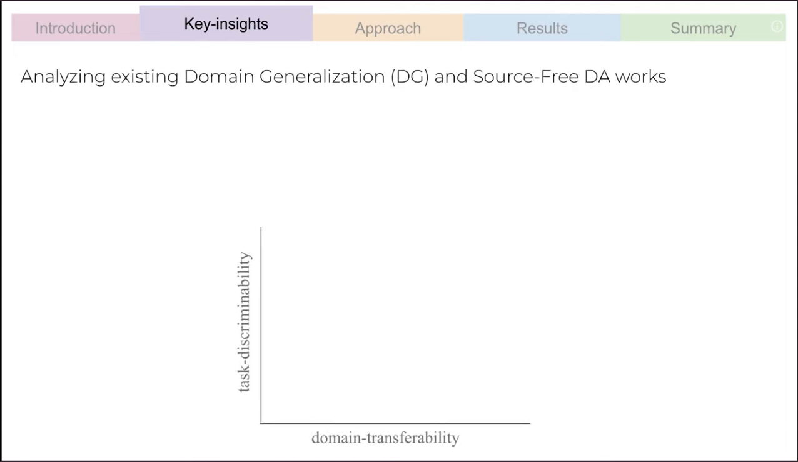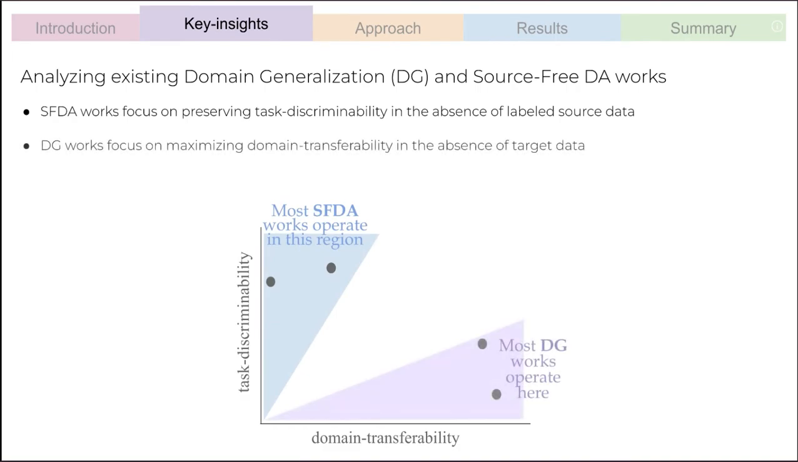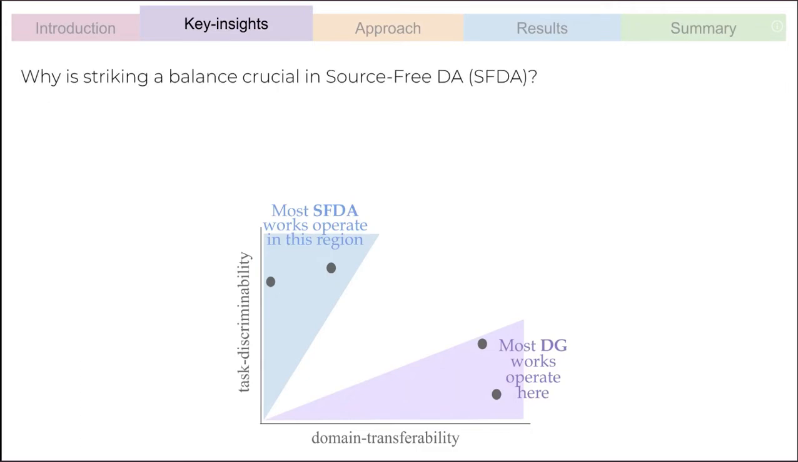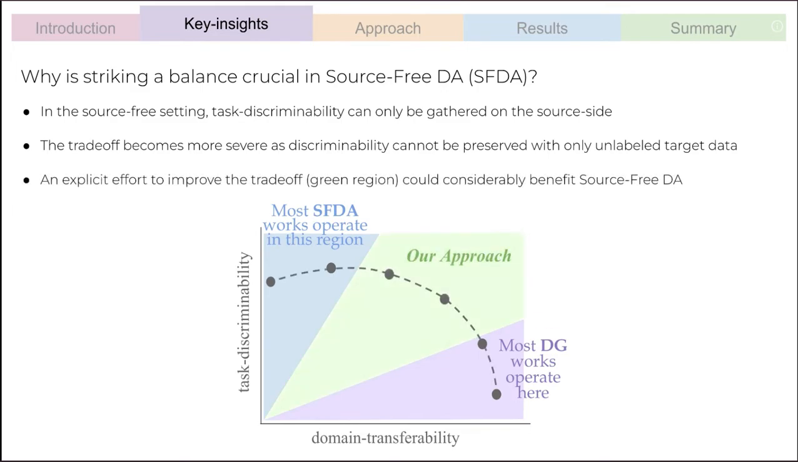First, we analyze prior DG and source-free DA works. Most SFDA works focus on preserving discriminability without labeled source data, whereas most DG works focus on maximizing transferability without target data. A natural question arises, why is striking a balance crucial in source-free DA? Under the source-free paradigm, discriminability can only be gathered on the source side with labeled data. Thus, the trade-off becomes more severe as discriminability cannot be preserved using only unlabeled data. An explicit effort to improve the trade-off, operating in the green region, can benefit SFDA.